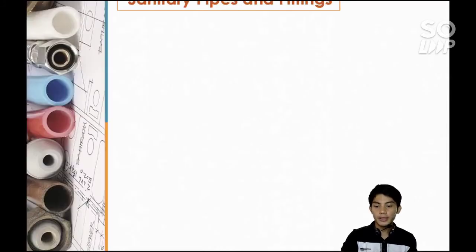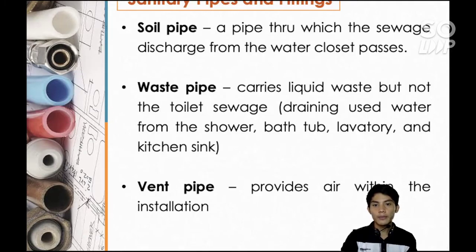Here are some examples of sanitary pipes and fittings. First, we have the soil pipe. This is a pipe through which the sewage discharge from the water closet passes. Then the waste pipe. It carries liquid waste but not the toilet sewage. An example is draining used water from the shower, bathtub, lavatory, and kitchen sink. Then we have the vent pipe. This provides air within the installation.